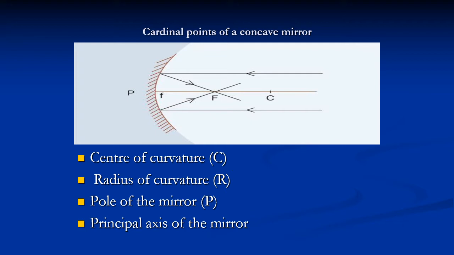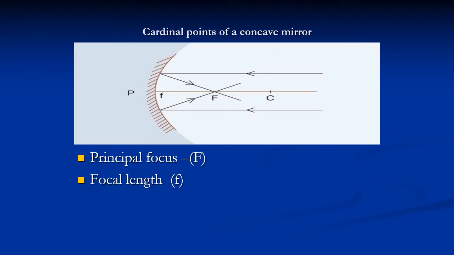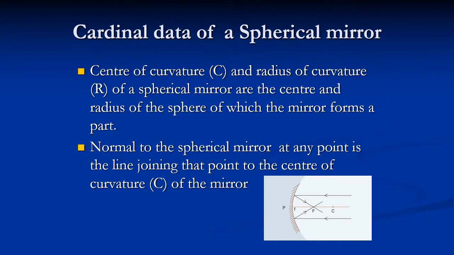Center of curvature, radius of curvature, pole of the mirror, principal axis of the mirror, they are depicted in this picture. That is, C is the center of curvature, then there is the radius of curvature, P is the pole of the mirror, and big F is the principal focus, and small f is the focal length.